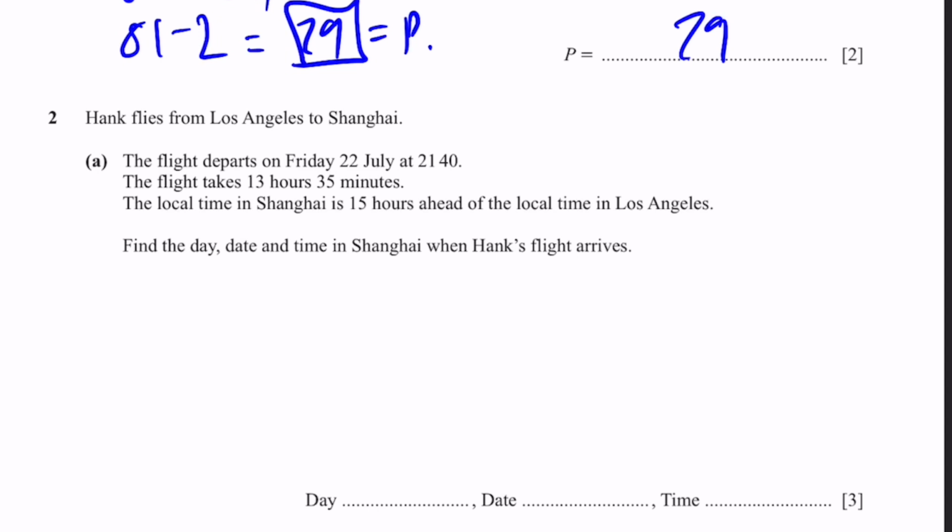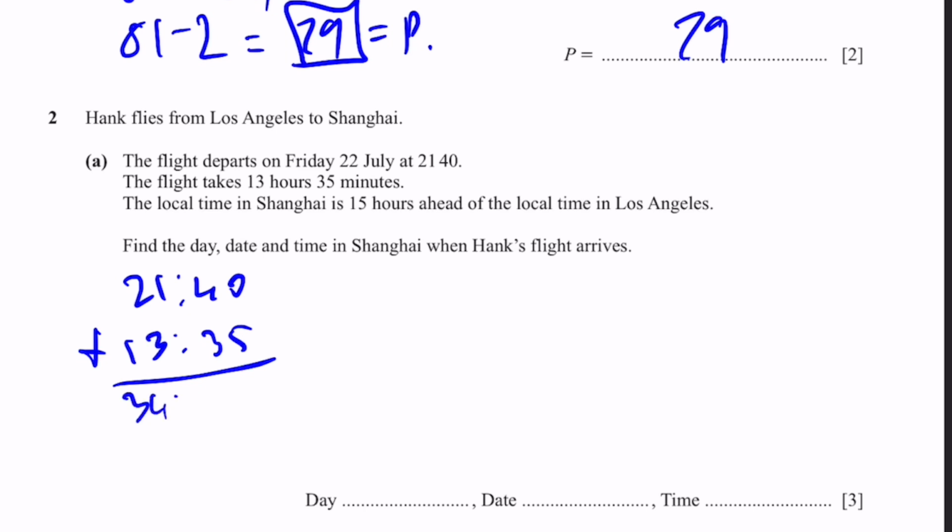So the flight time is 13 hours 35 minutes. So 21:40 plus 13:35. We get 34:75, which can simply be written as 11:15 the next day, which is 23rd July. So I'll just write 23rd.